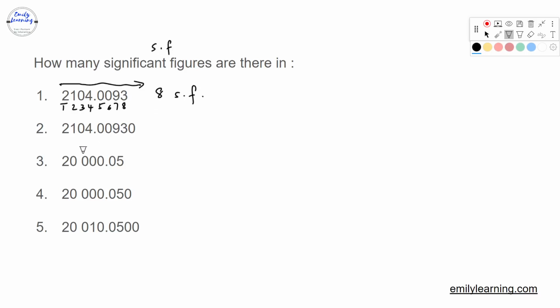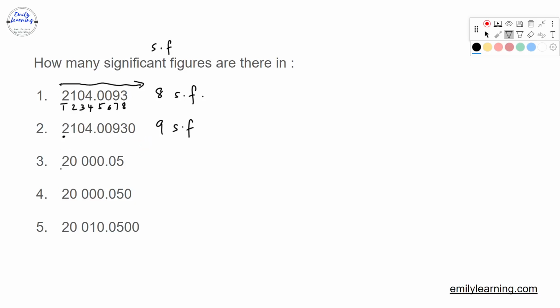Notice once you start counting significant figures from the first non-zero number, any other numbers will be considered a significant figure even if it is 0, like these here. So if you take a look, this is non-zero, so we can start counting significant figures from here. There's 1, 2, 3, 4, 5, 6, 7, 8, 9. So there are 9 significant figures here, because any number including 0 after this non-zero number, which is 2 here, is considered a significant figure.